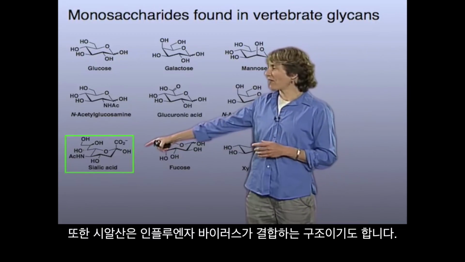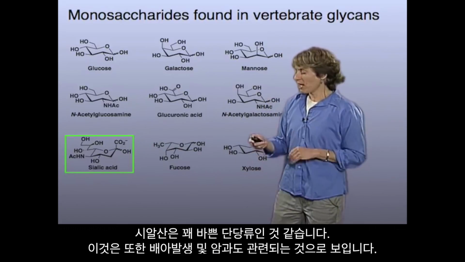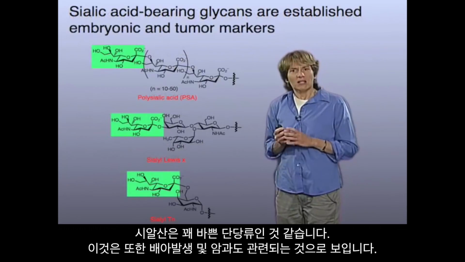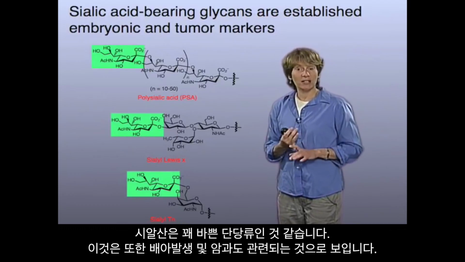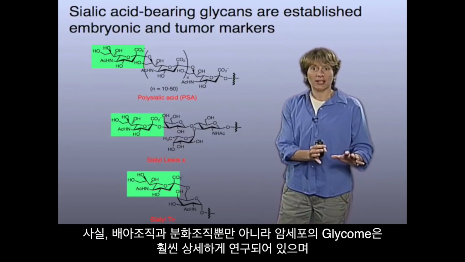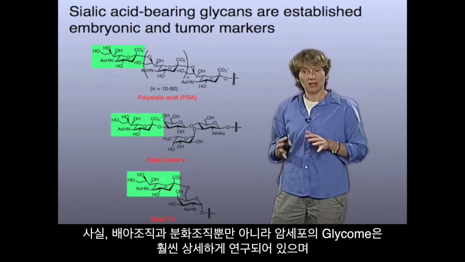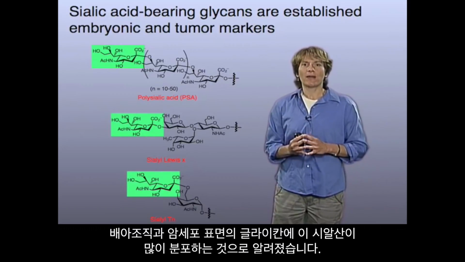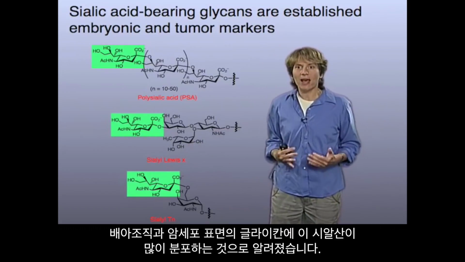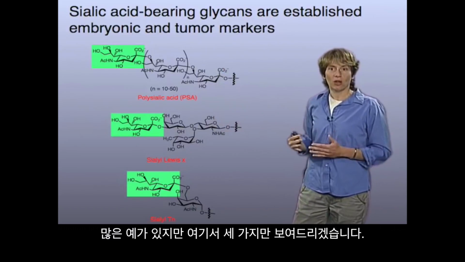I also mentioned that sialic acid is the structure that the influenza virus binds to. Well, it turns out that sialic acid is a pretty busy monosaccharide because it also seems to be related to embryonic development and to cancer. In fact, the glycomes of embryonic cells, differentiating tissue, as well as cancer cells have been studied in much detail, and it turns out that many of the glycans found both embryonically and on cancers have sialic acid as one of their constituents. So what I've shown here are just 3 examples from a much larger set.